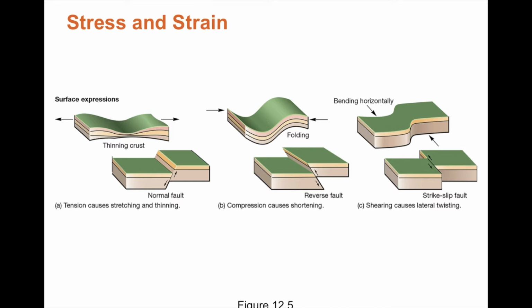Now, the stress and strain can result in many different landforms. You have a thinning crust where you've got rock moving away from each other. You can have folds in the rock layers. You can have horizontal bending that eventually will become a strike slip fault. This folding will eventually become a reverse fault, and this thinning crust can result in a normal fault.